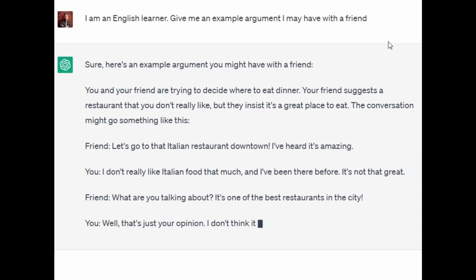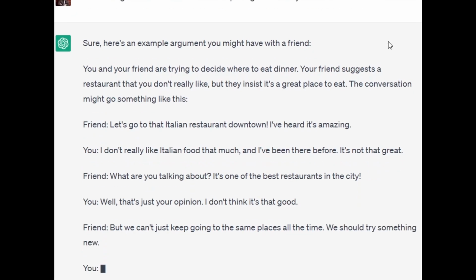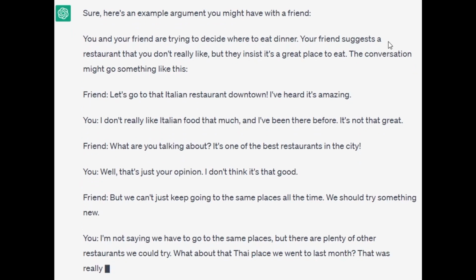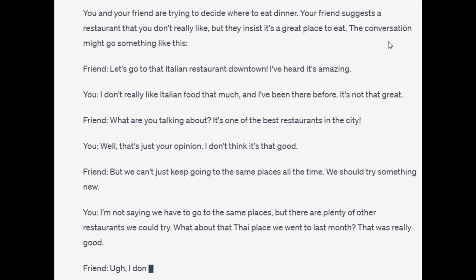Let's go to an Italian restaurant downtown. I've heard it's amazing. I don't really like Italian food that much, and I've been there before. It's not that great. What are you talking about? It's one of the best restaurants in the city. Well, that's just your opinion. I don't think it's that good. But we can't keep going to the same places all the time. We should try something new.